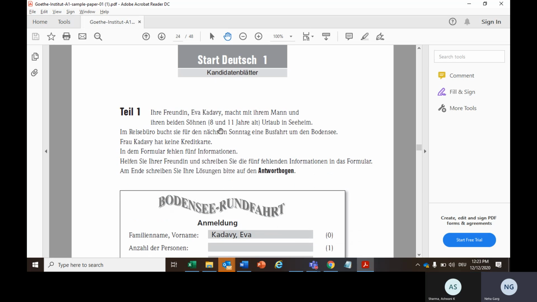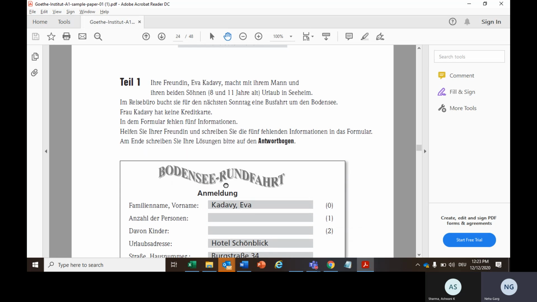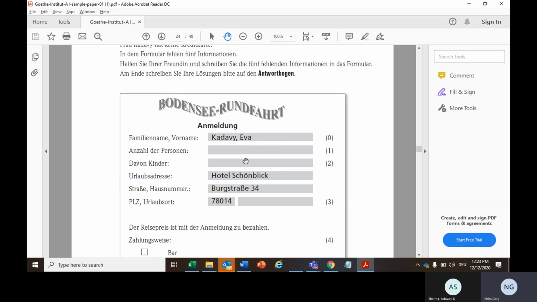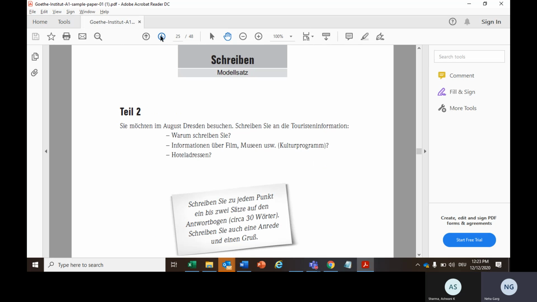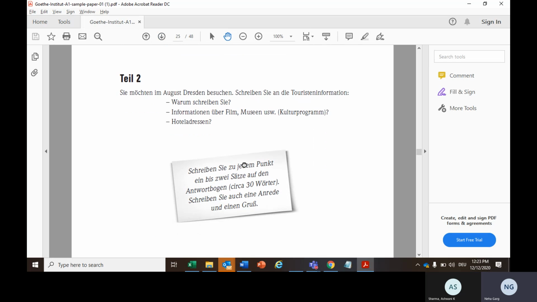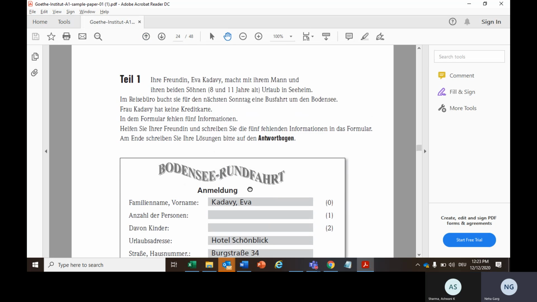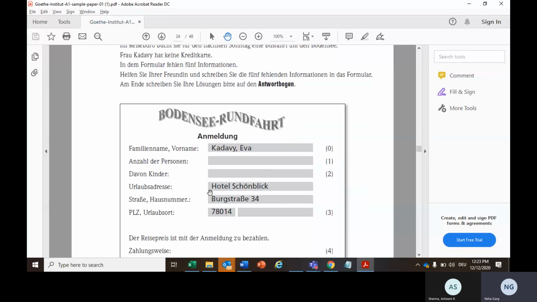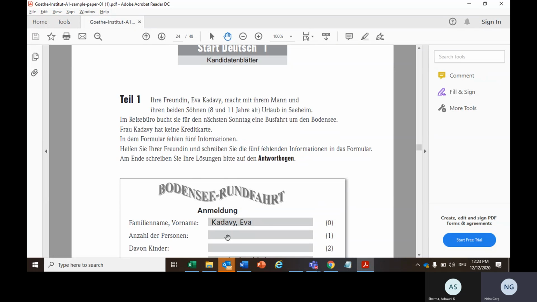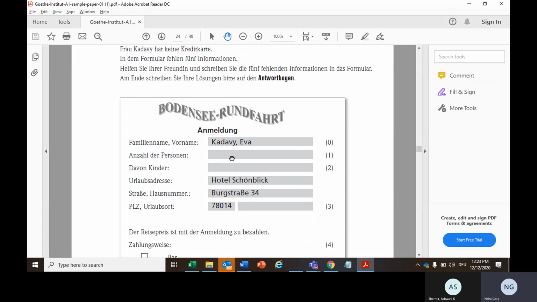So if we talk about the Schreiben part, as I told you, there will be two. Es gibt zwei Teile, Teil 1 und Teil 2. In Teil 1, there will be some information given, basis which you have to fill in the form. And in Teil 2, Sie schreiben einen. Here, we have some information given, and then there is a form. So basis the information, you have to fill in the form. Can you do that?